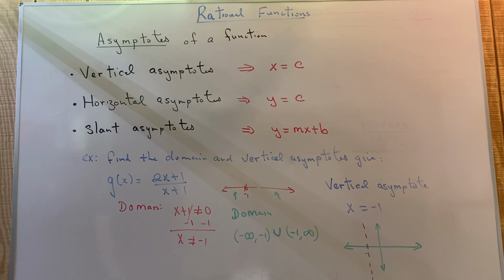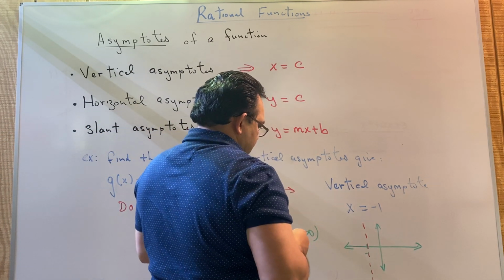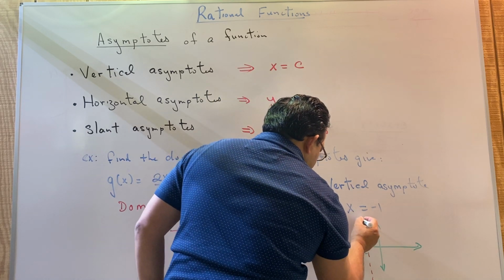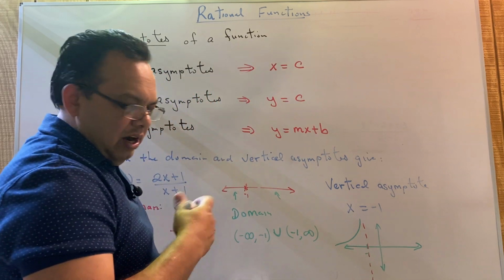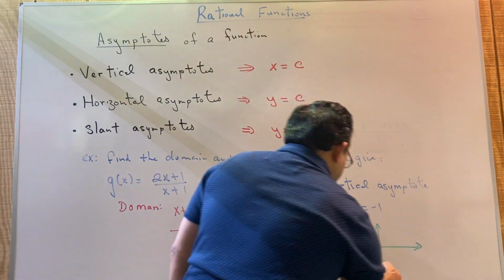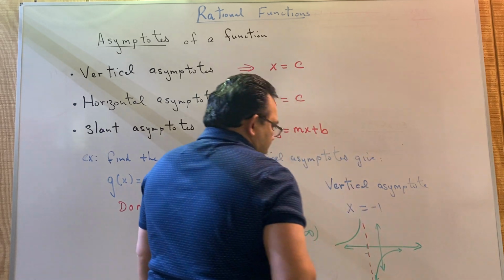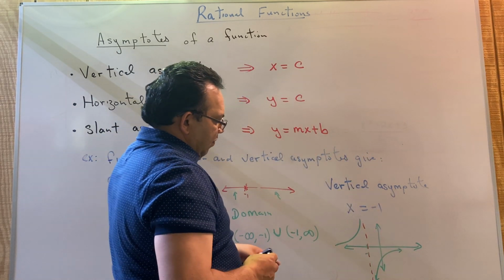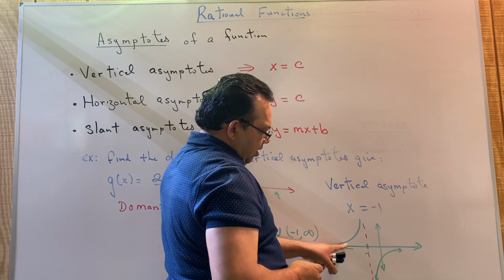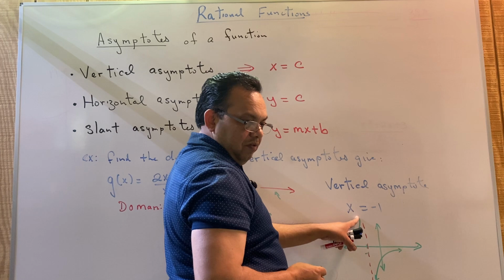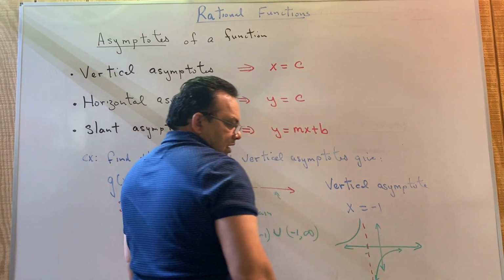So what does the graph of this look like? Well, your graph would look similar to this on this side. And then on the right side, we have our graph that looks similar to this. So you will see once again, on the left side, the y value is going towards positive infinity, and on the right side, it is going towards negative infinity.